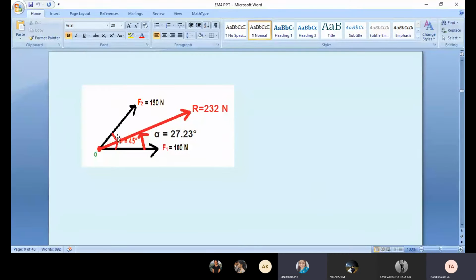See the final answer, the graphical representation. F1 equals 100, given, no? See, they mention only two forces. So you have to take the first force, 100 Newton, horizontal. For the second force, the angle 45 degree is given, therefore I have drawn F2 as 150. Now we find the resultant R equal to 232, and alpha is the resultant direction. This is the final answer, the graphical representation.